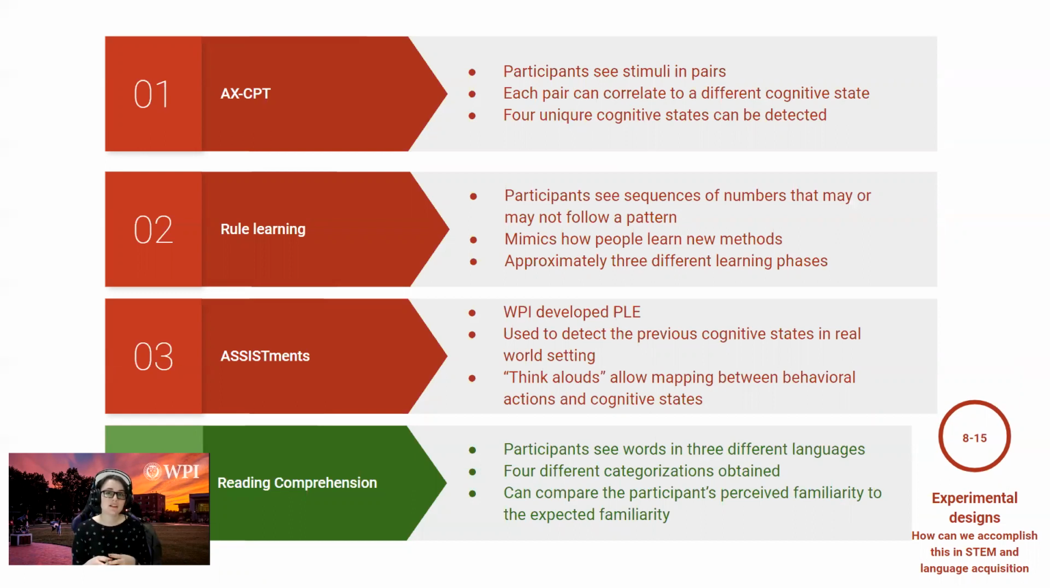And we use the think alouds to map what the brain is doing to the physical responses that we can see. And then finally, our reading comprehension task is a task where participants will see words in 3 different languages, 2 of which will be completely foreign, 1 of which they should already know. We have 4 different categorizations that we're looking to obtain, and we can compare the participants' perceived familiarity with their expected familiarity, since we do take a response from them of if the word looks familiar or not.